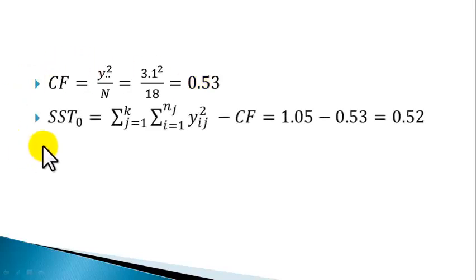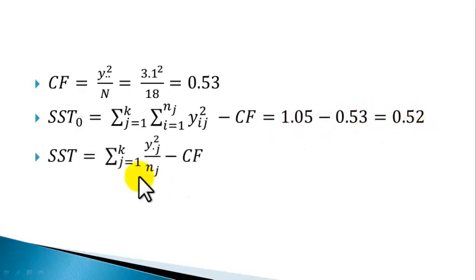Next, we compute the sum of squares for total as SST naught, which is equal to sum as j goes from 1 to k, as i goes from 1 to nj, of yij squared minus the correction factor. The uncorrected sum of squares is 1.05, then minus the correction factor, and that will give us 0.52. Sum of squares for treatment is equal to sum as j goes from 1 to k of y dot j squared all over nj minus the correction factor.